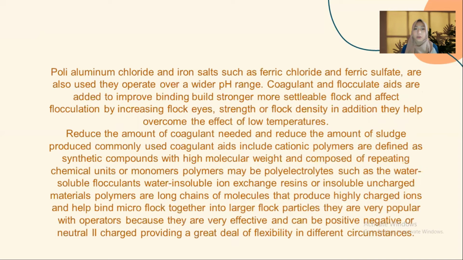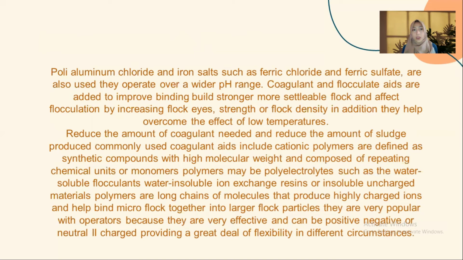Polyaluminum chloride and iron salts such as ferric chloride and ferric sulfate are also used. They operate over a wider pH range. Coagulant aids or flocculant aids are added to improve binding with stronger, more suitable floc and affect flocculation by increasing floc strength or floc density.